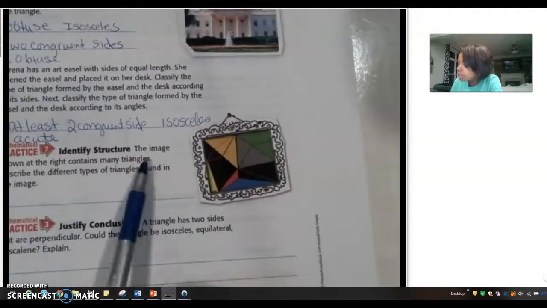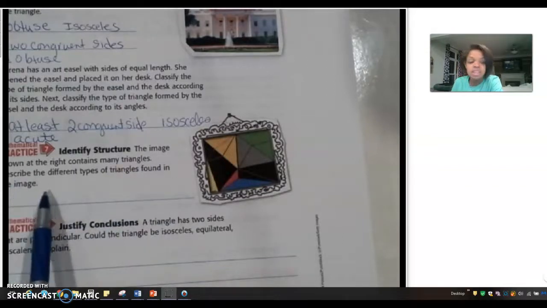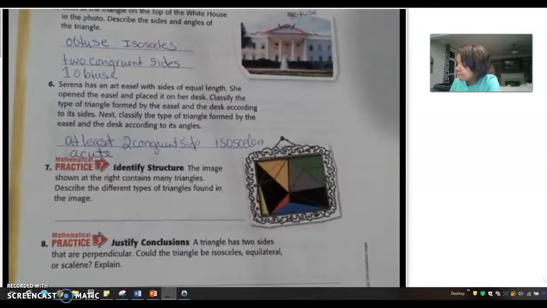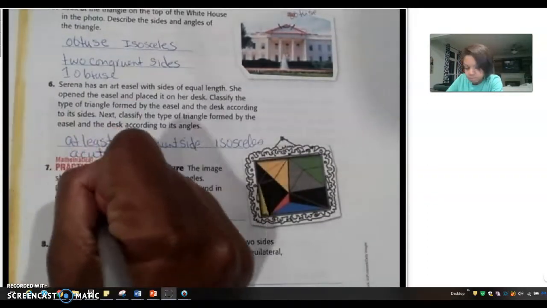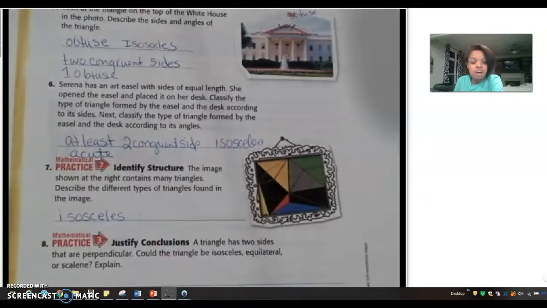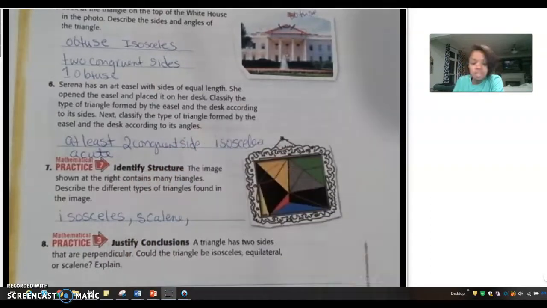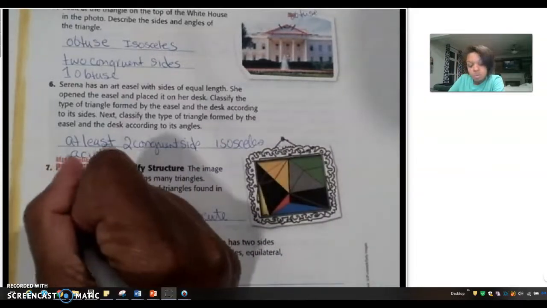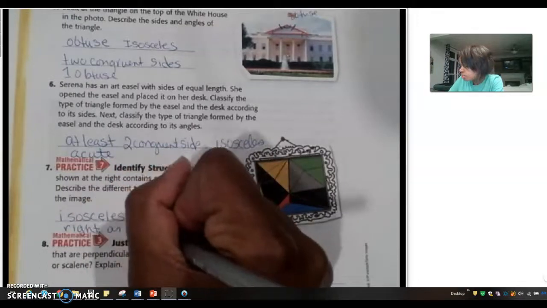All right, so let's look at number 7. The image shown at the right contains many triangles. Describe the different types of triangles found in the image. So if you're looking at all of these triangles, you'll be able to see that there are some isosceles, there are some scalene, there's some acute, right, and obtuse.